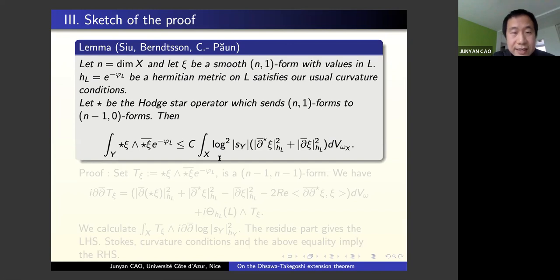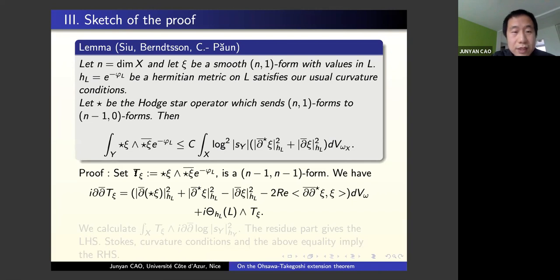So let me explain a little bit the idea of the proof of this lemma. Here we take T to be star C, which is star C bar with respect to the metric on L. Therefore we know that T is in fact an (n-1)-form on the total space X. And one proves that if we calculate dd-bar T, in this case dd-bar T is in fact equal to the right hand side here. Here is the curvature term which takes C, and the first term here is related to the derivative of C.